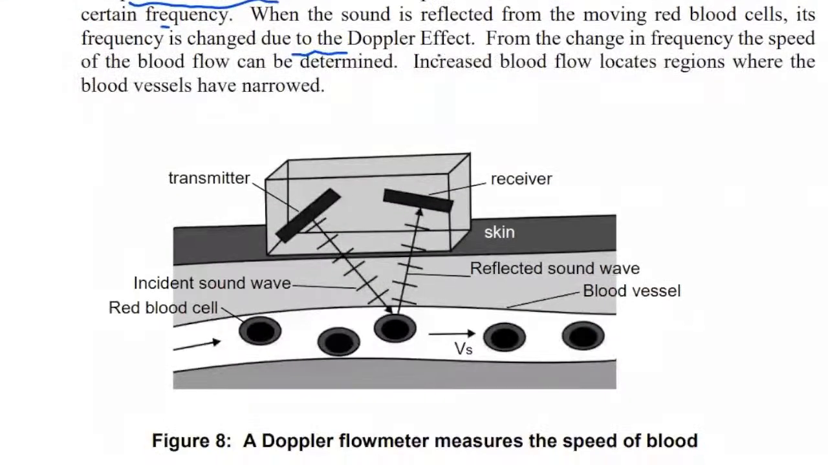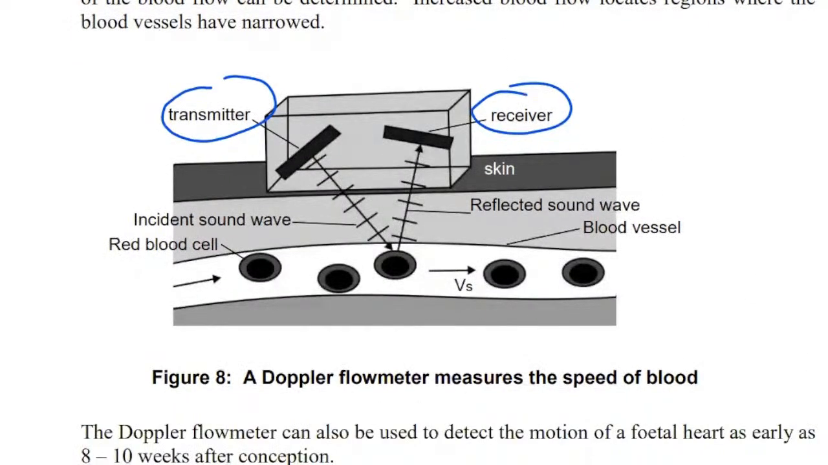Okay, so it will be more of this. It will have a transmitter, and then there has to be a receiver, so that when whatever frequencies or waves are sent out, they bounce off the cells, and then the receiver will pick it up. It's more like even in submarines.